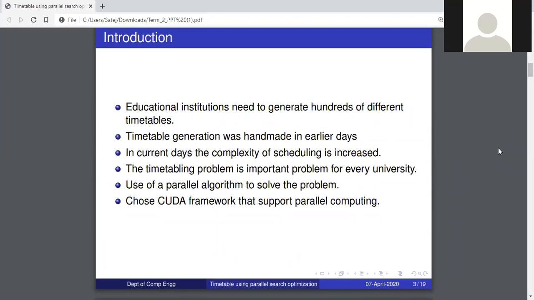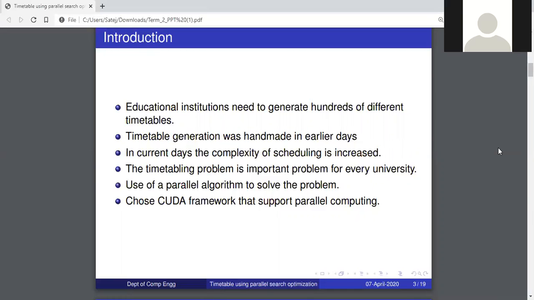Introduction. As we know, timetable generation is a very important task in our day-to-day life. Many institutions make hundreds of timetables in each semester, department-wise. Earlier, timetabling was handmade, but it was very time-consuming and complex. So, to reduce its complexity, we are going to develop a system which can generate the timetable automatically. This timetabling problem is very important for every university.